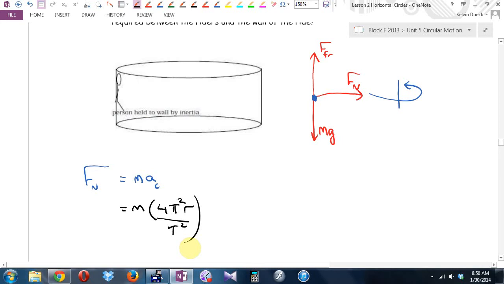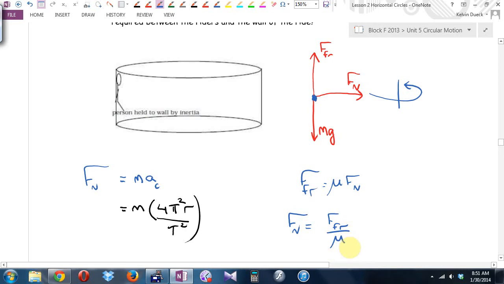Do I know another equation that has normal force in it? What's the only other equation that actually has the normal force in it? Riley, what equation is that? Preach it to me, my friend. What is it? Friction equals mu. You know what? Get the normal force by itself. So you're saying the normal force is friction over mu?